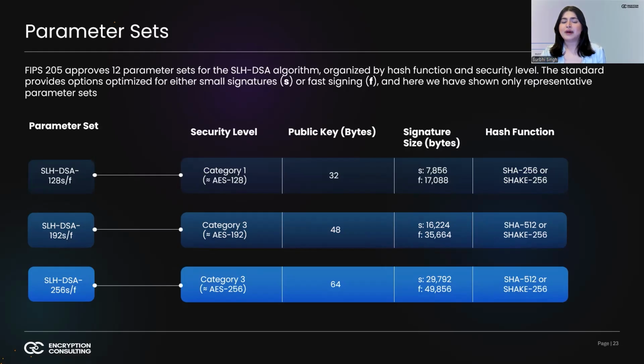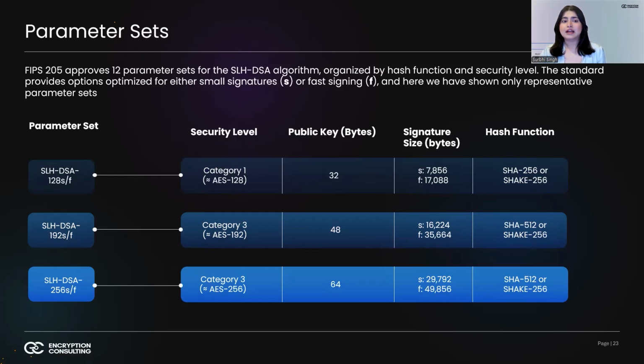NIST approves 12 parameter sets for SLH-DSA, and they are organized by two critical optimization goals: S for small signatures, and these sets minimize the resulting file size of the signature, making them ideal for systems where bandwidth or storage is limited. F for fast signing, and these sets prioritize speed, making the algorithm sign the document quicker, although the resulting signature file will be much larger. When you choose a parameter set, you're essentially choosing between these two performance priorities.